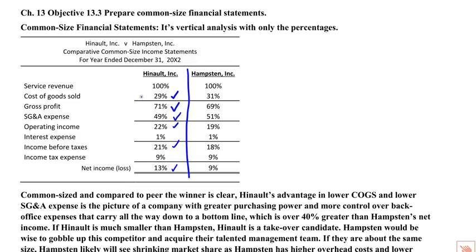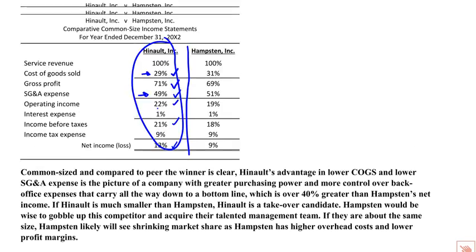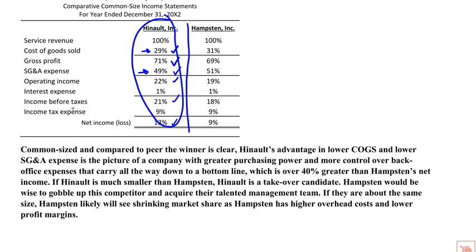So these small changes in cost of goods sold up here and selling general administrative expense really are amplified down in net income. So this is clearly the superior company here, but it doesn't necessarily tell the whole story. If this company is much smaller than Hampton, they may be a takeover candidate. They might want to gobble that company up, maybe even to acquire the management team, which is clearly doing something right.